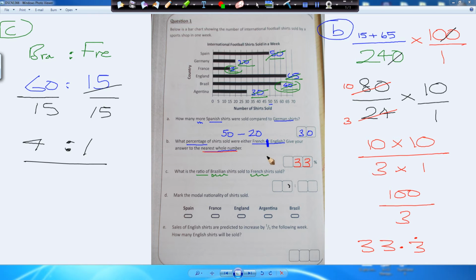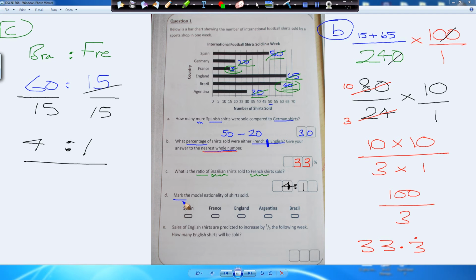So the answer here will be a ratio of 4 to 1. Put the dots back in because they came off a bit. 4 to 1. Done. Okay, question D. Mark the modal nationality of shirts sold.